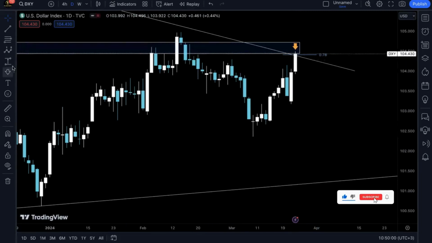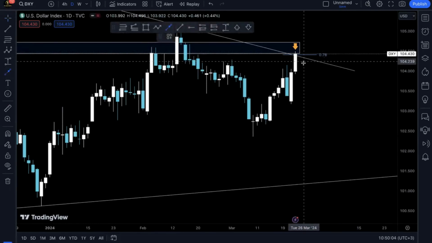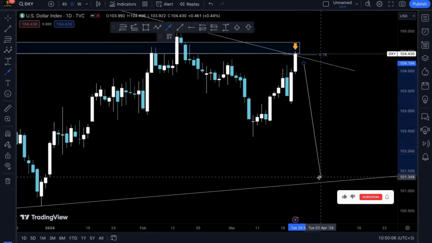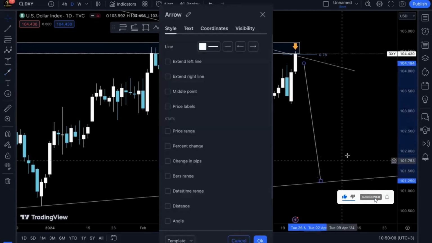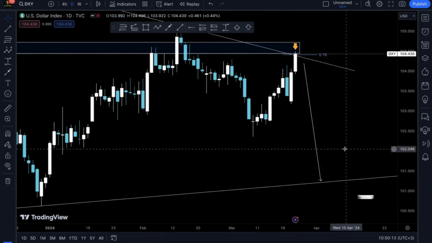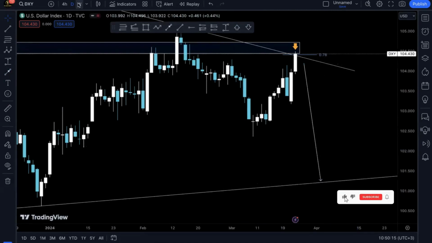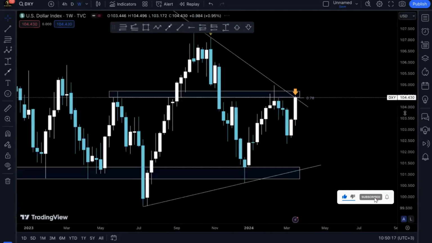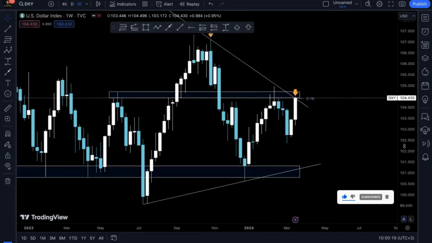Once we have a solid bearish confirmation, we'll then proceed looking for sells for prices to keep on dumping until they reach this ascending trend line here. Now, that's the most likely case scenario to happen.